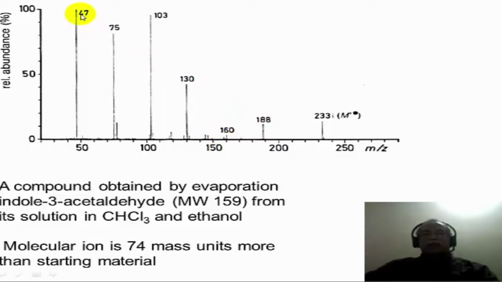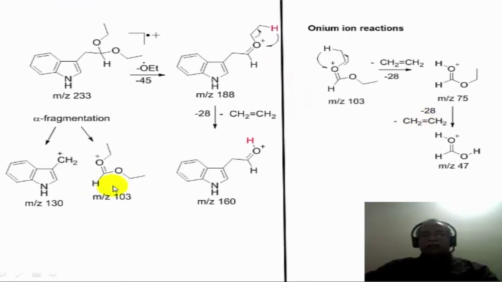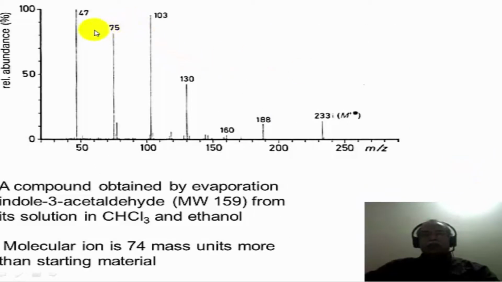Now let us try to identify what is the peak corresponding to 47 and 75 in the fragmentation pattern. This oxonium ion has two ethyl groups with beta hydrogen, so another fragmentation process can take place, namely the onium ion reaction by the migration of the beta hydrogen onto the oxygen, giving the protonated form of ethyl formate, which has a molecular weight of 75. This can further undergo hydrogen transfer from the beta position to the oxygen, resulting in the formation of the protonated species of formic acid, which is 47 mass units. So those peaks are also seen. The 47 mass unit peak is the base peak in this particular spectrum.